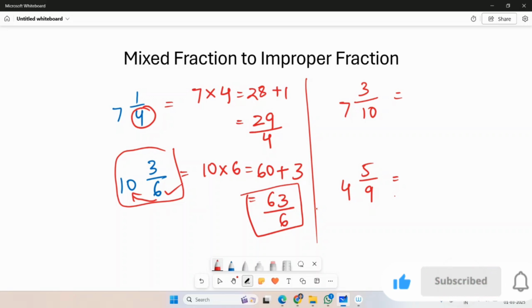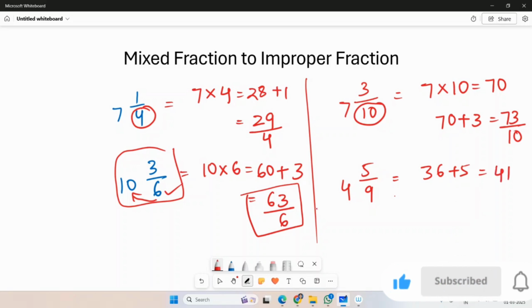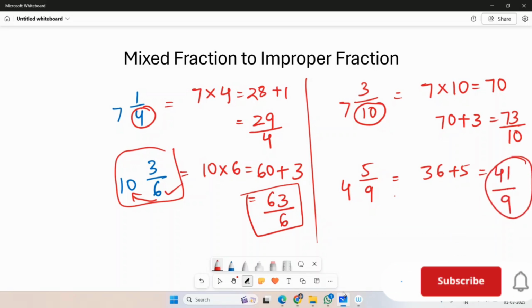The same way here whole number 7 times denominator 10, which is 7 times 10 is 70 and 70 plus our numerator is 3, which is 73 and the denominator stays the same, 73 upon 10. Here also the same. 4 times 9 is 36. 36 plus 5 is 41 upon 9. Okay. This is how we can easily convert mixed fractions to improper fraction and improper fraction to mixed fraction.